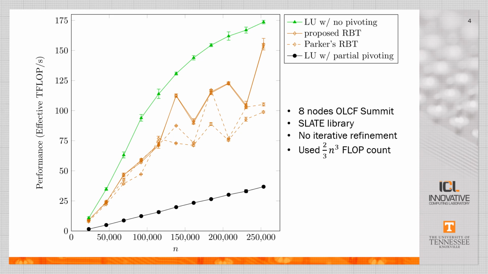Additionally, there's sort of two sets of lines here with slightly different problem sizes. The generalized RBT is fairly insensitive to changing the size of the matrix by a few hundred rows and columns, whereas the older formulation is very sensitive, and that can make a very large difference in your performance.